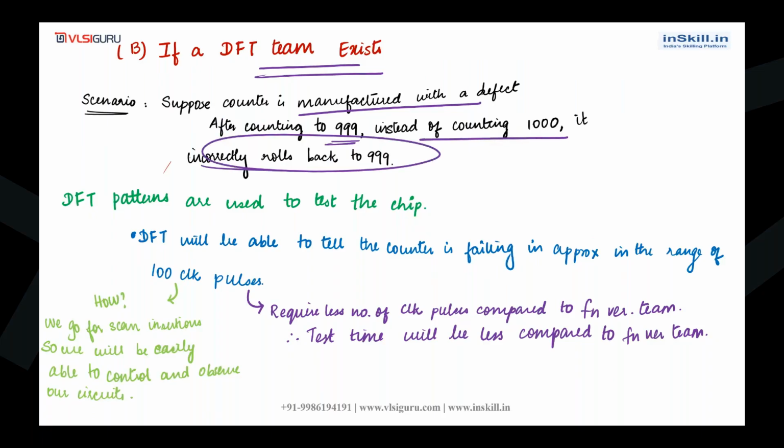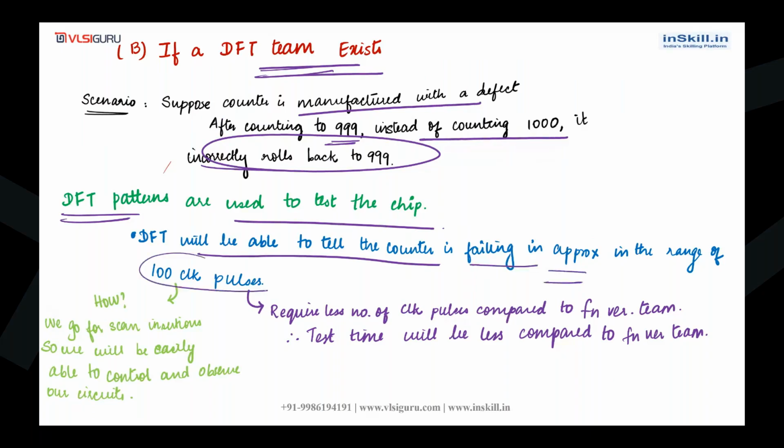Okay. So now, what will happen if a DFT team exists? So if DFT team exists, DFT patterns are used to test the chip. So in this case, DFT team will be able to tell that the counter is failing approximately in the range of 100 clock pulses. Range of 100 clock pulses means you can imagine like 80, 90, 100, 120, like that.